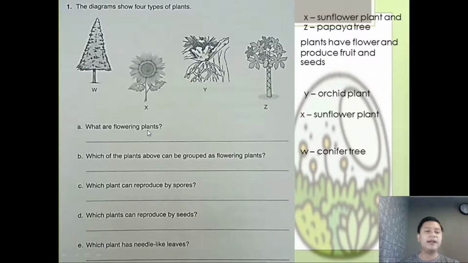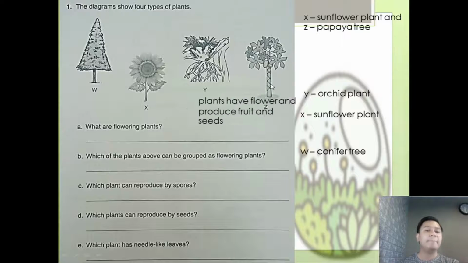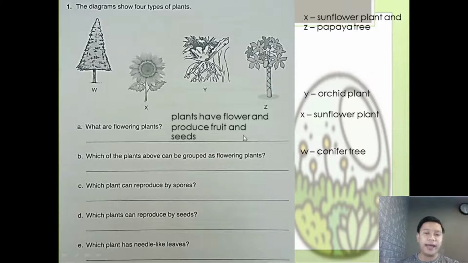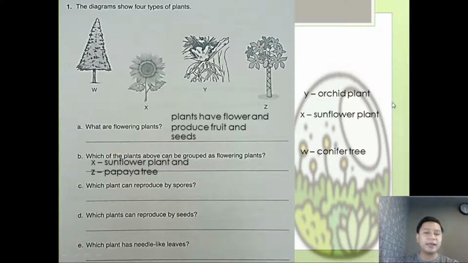What are flowering plants? Flowering plants are plants that have flowers and produce fruit and seeds. Very good. Next, letter B. Which of the plants above can be grouped as flowering plants? We have, very good, letter X, the sunflower plant, and letter Z, the papaya tree.